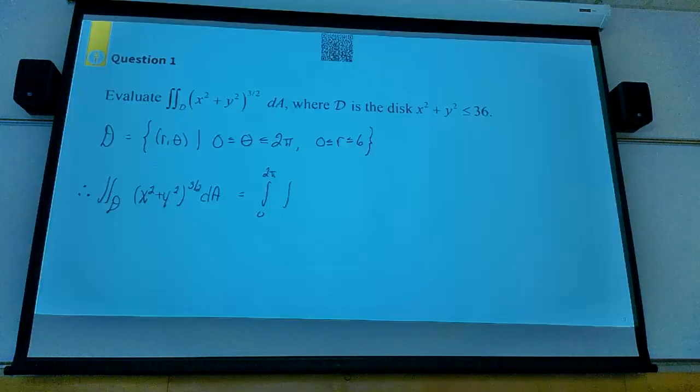The integrand is x squared plus y squared to the 3 halves. Write that as a polar expression.